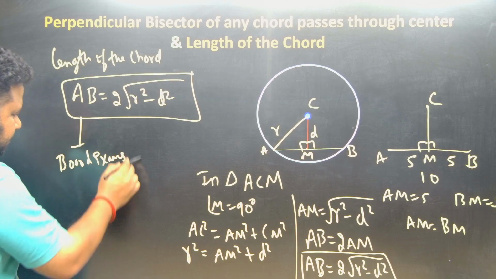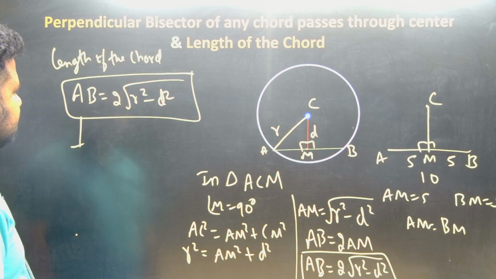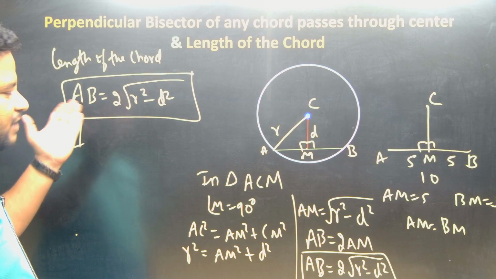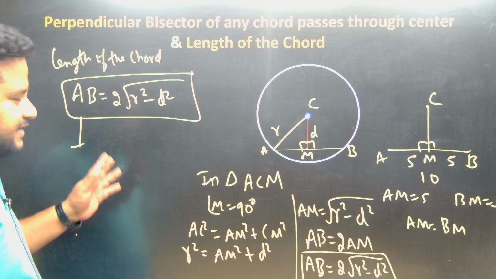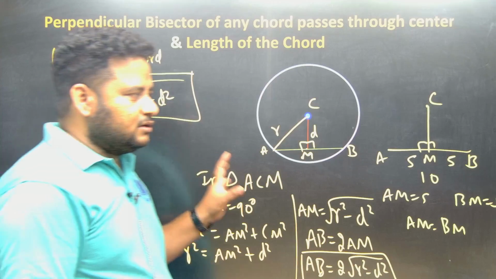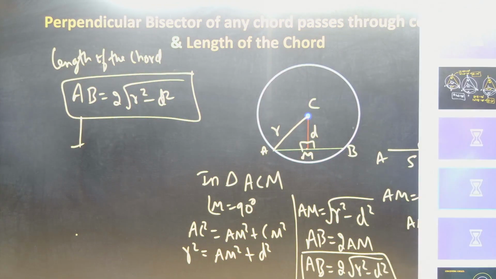Okay, board syllabus, we are having this. Length of the chord, they will ask direct question. Okay, length of the chord, they will ask for 2 marks. Okay, VSAQs. So AB is equal to 2 times square root of R square minus D square. R is the radius, D is the perpendicular distance. So clear friends, this is how you will get the length of the chord. Got it?